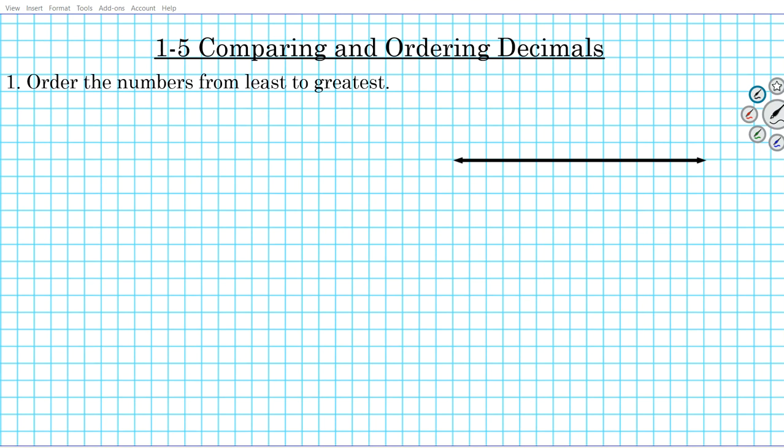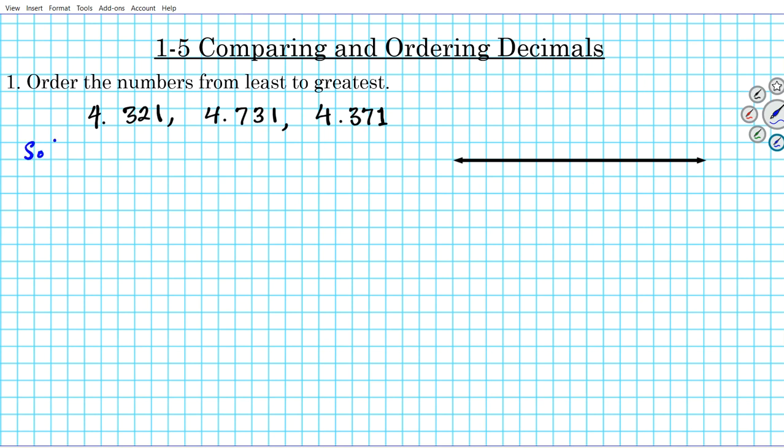Instructions for question 1 are for us to order the numbers from least to greatest. So let's say we have the following numbers: 4.321, 4.731, and the decimal 4.371. So we have to order these numbers from least to greatest, basically from the smallest to the biggest.